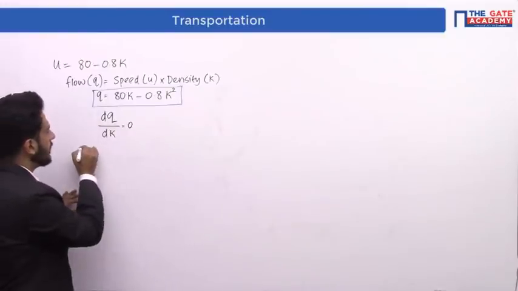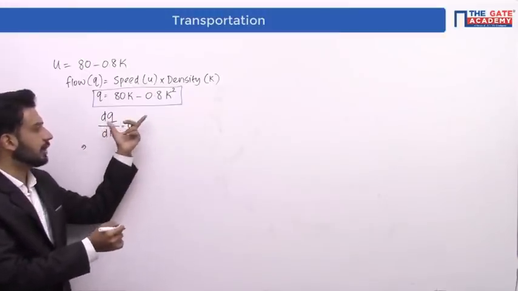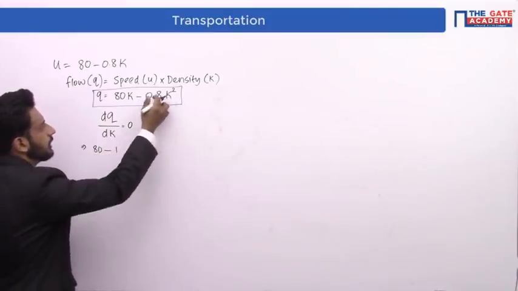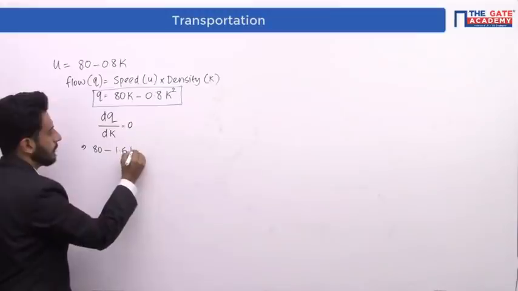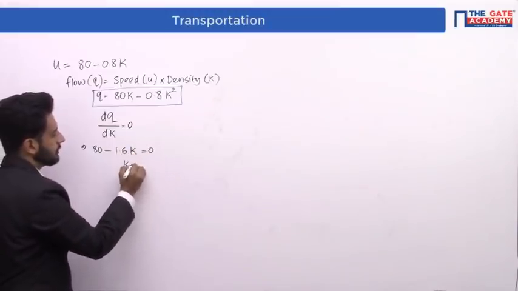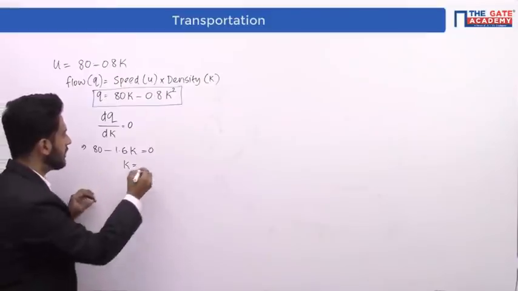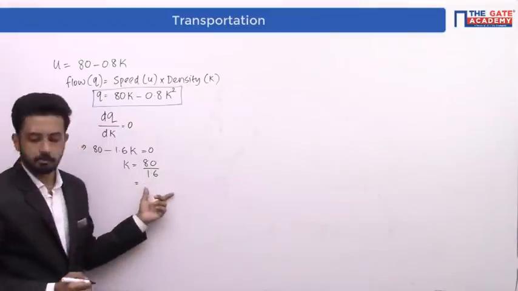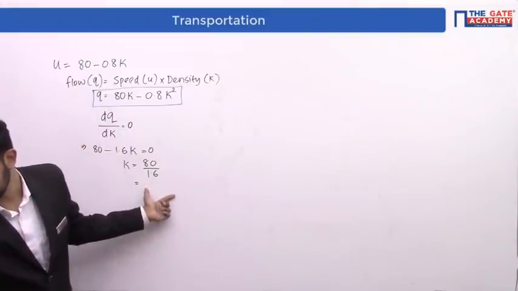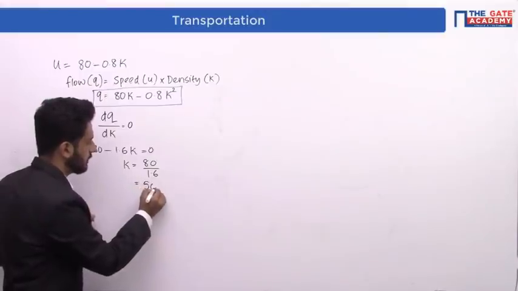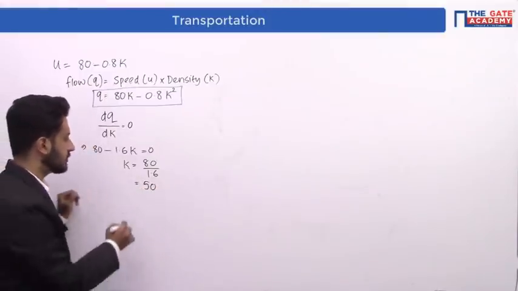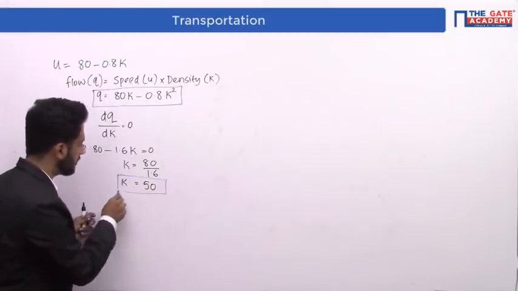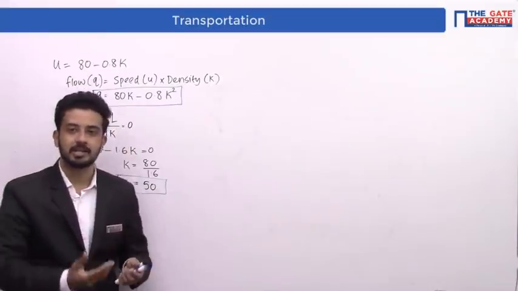So what I will be getting? dq by dk of this expression. So I will get 80 minus 2 into 0.8 k, and it will be equal to 0. So what I can write for k? It will be 80 divided by 1.6. What value you will get? 50. So you got k is equal to 50 when we are maximizing the flow.